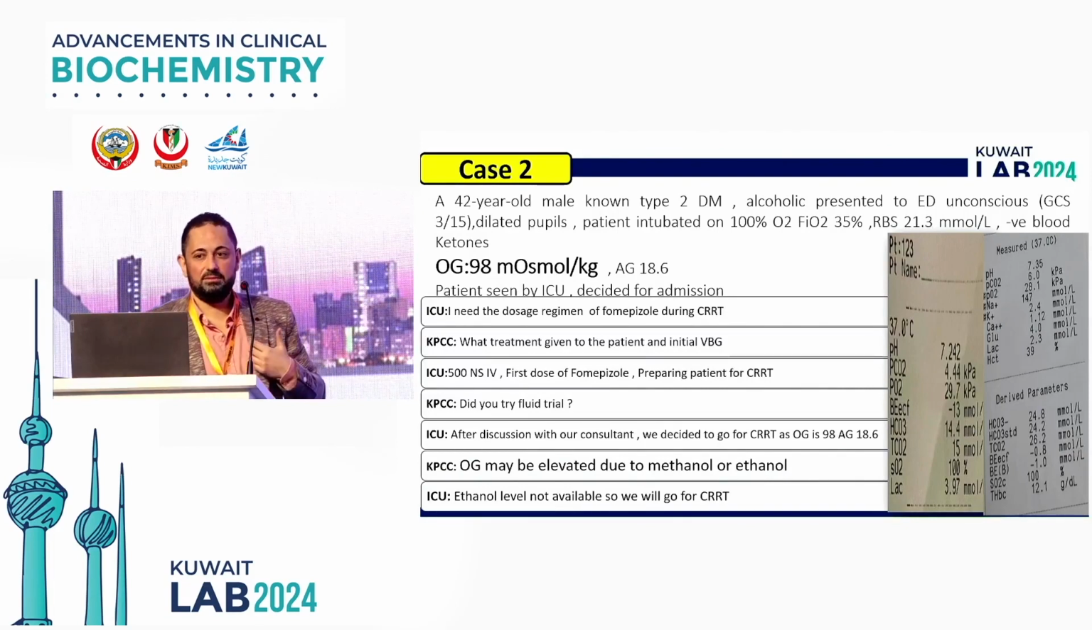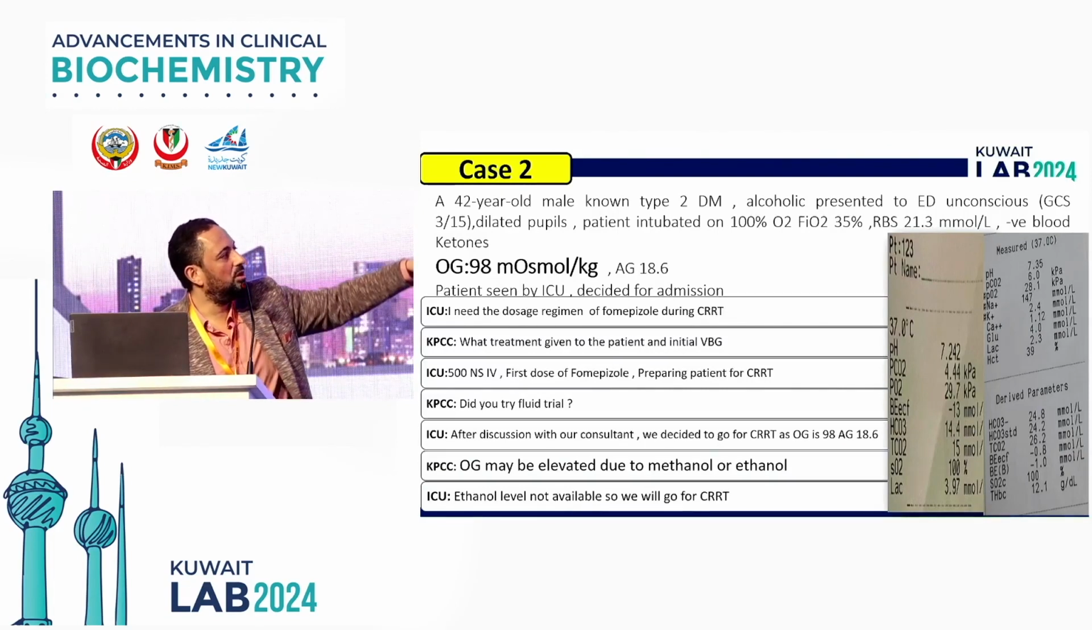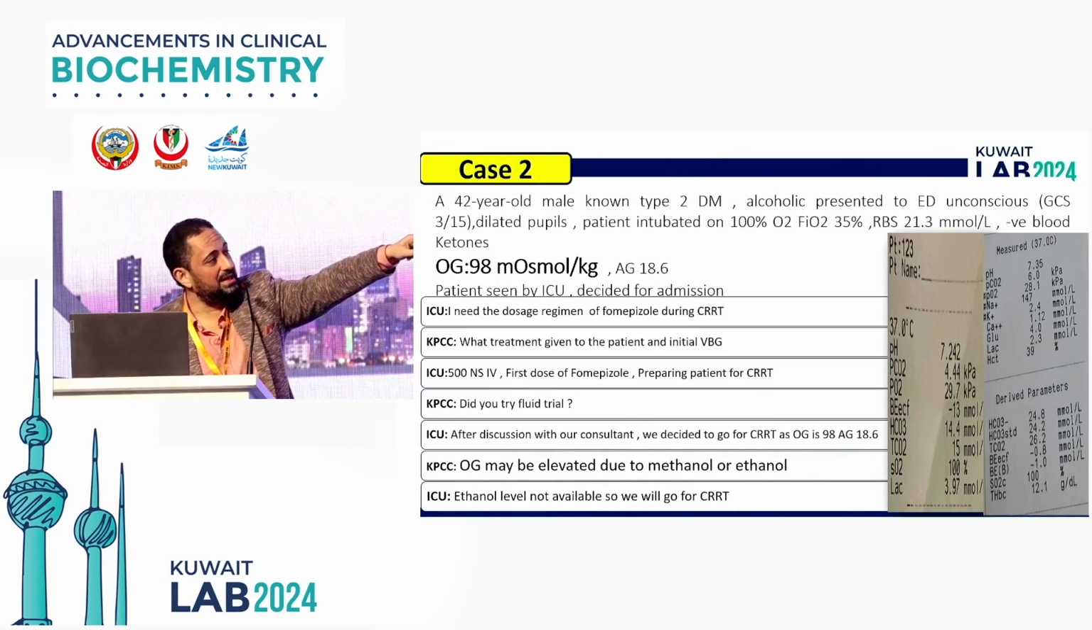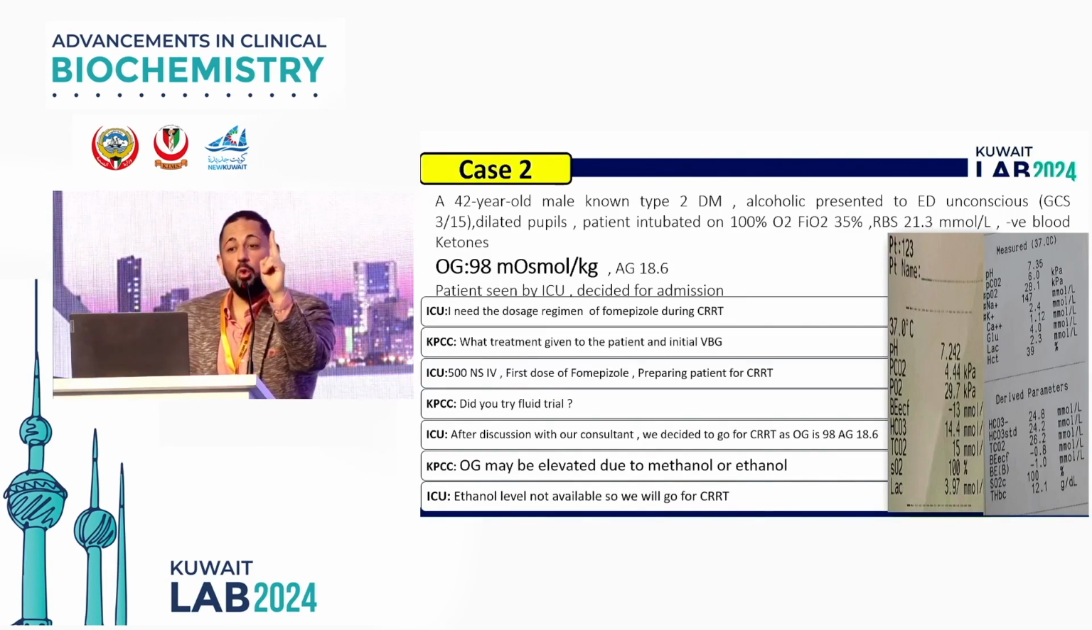If the ethanol level, from my experience, was available, and we measured it and incorporated it in the osmolar gap equation, I am sure that the increase in the osmolar gap would be mainly due to this ethanol. The second VBG, taken 2 hours after the start of CRRT, was normal.